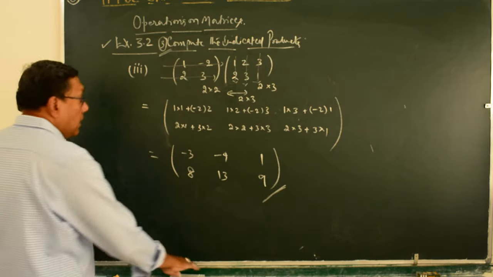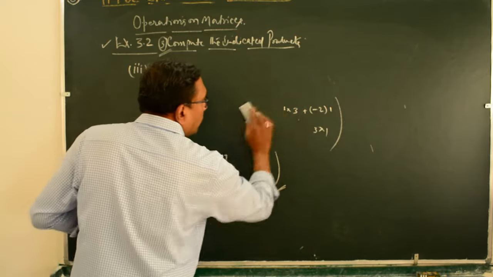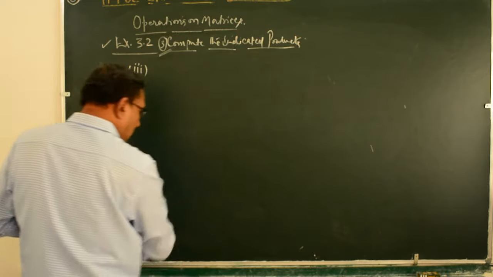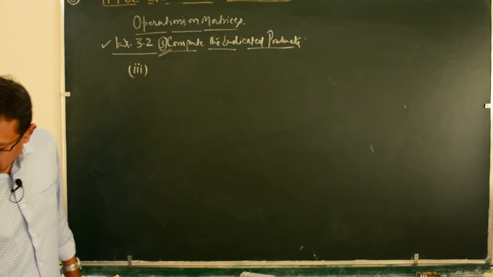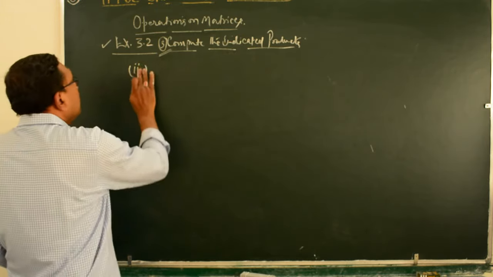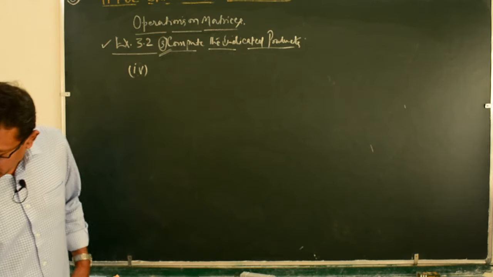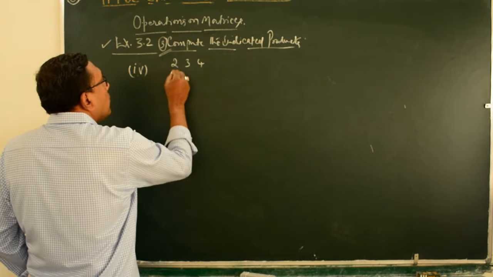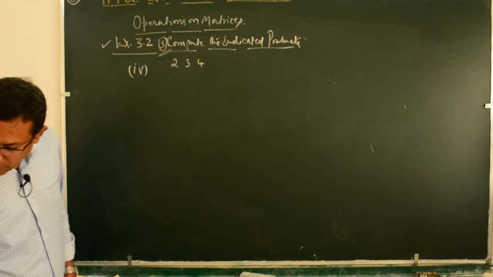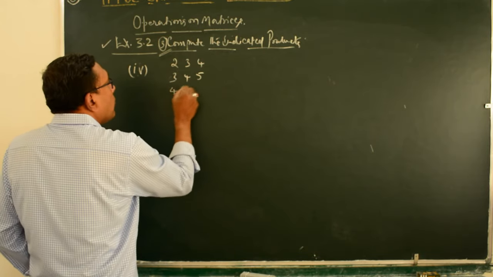Let's go to the fourth question and we'll see the fourth sub question. So we'll see what is given and we'll solve the same. It is a 3 by 3 matrix. Let us write the matrix. 2 3 4, 3 4 5, 4 5 6.